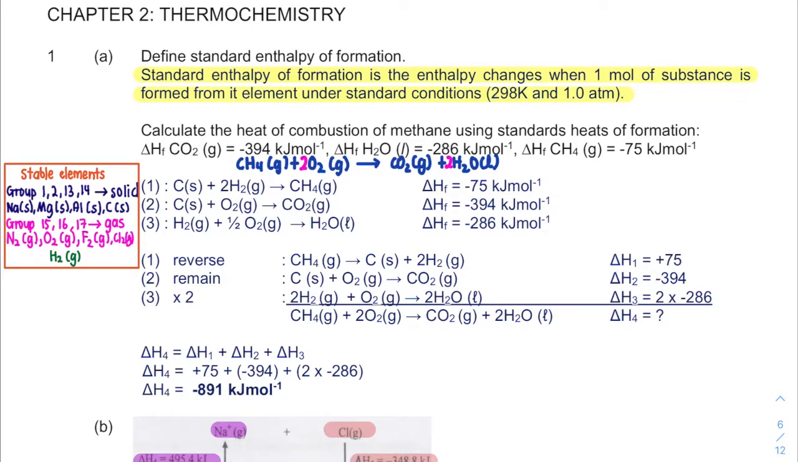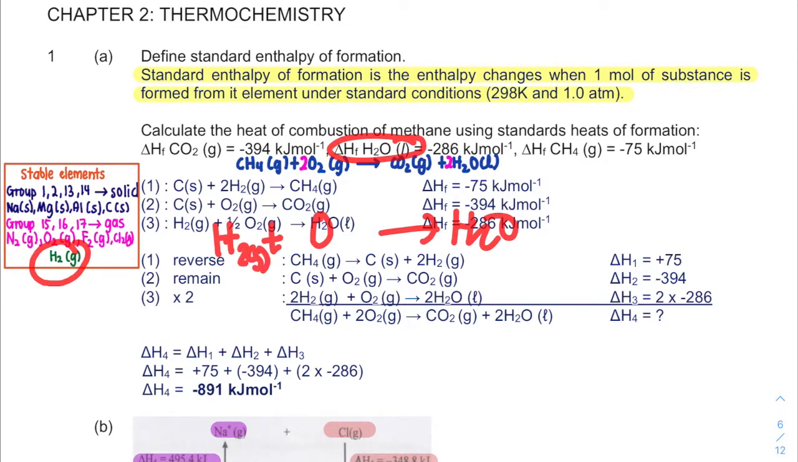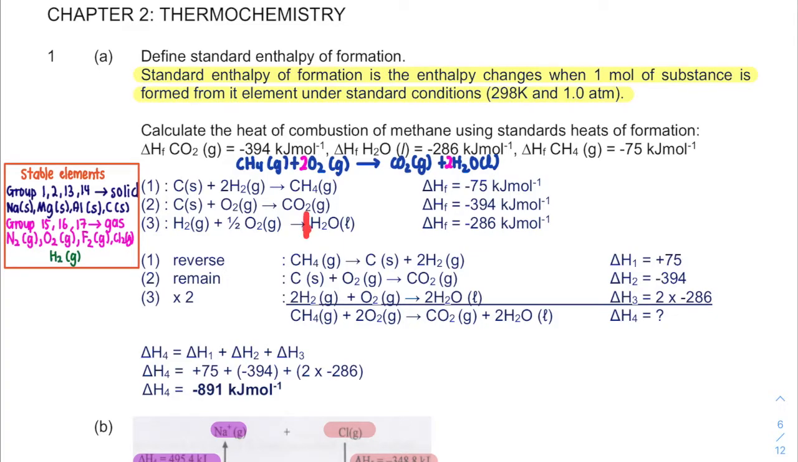Next is the formation of H2O. Again, H2O means we have H and O. The stable element of H is H2 gas, and the stable element of oxygen is O2 gas. So we get H2O liquid. Make sure it is balanced, where 1 mole of substance is formed. So H2O is the one with 1 mole, so here must be half of O2.